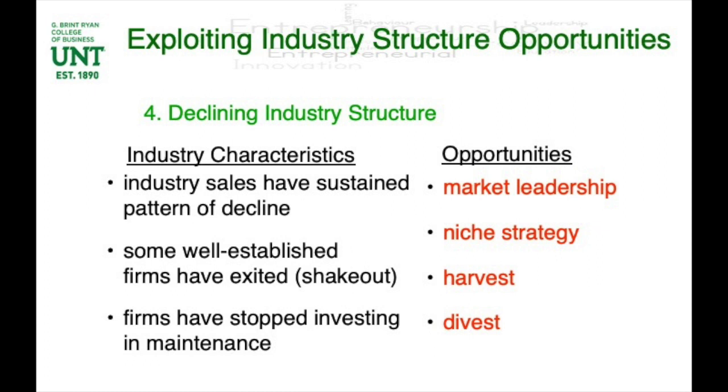The best thing in this kind of industry is going to be market leadership or a niche strategy. They could harvest whatever they're doing. What that basically means is you use certain assets of your company and make something out of it. You're basically going to eventually deplete whatever resources you have. You're not going to purchase replacement stuff, right? And then the last opportunity is to eventually divest, just getting out of the industry altogether. That would be the divest option.